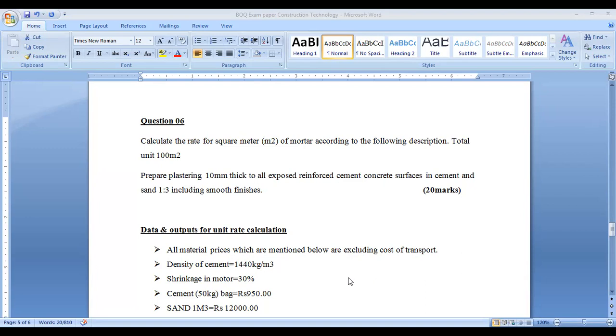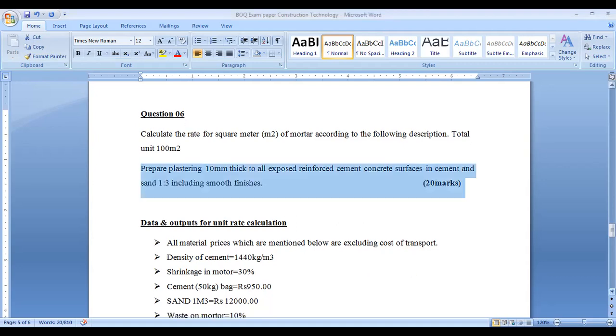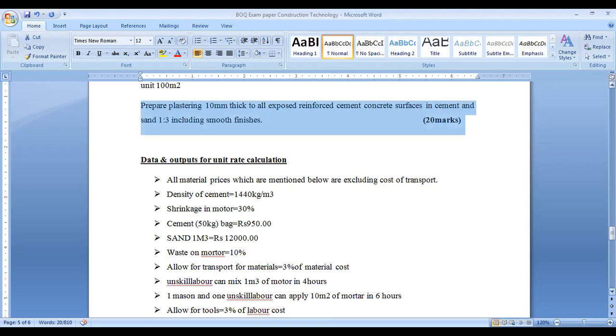Data and output for unit rate calculation. All material prices mentioned below exclude cost of transport. Density of cement 1440 kilogram per meter cube, shrinkage on mortar 30%, cement 50 kilogram bag 950 rupees, sand 1 meter cube 12,000 rupees, wastage on mortar 10%, allow for transport for material cost 3% of the material cost.